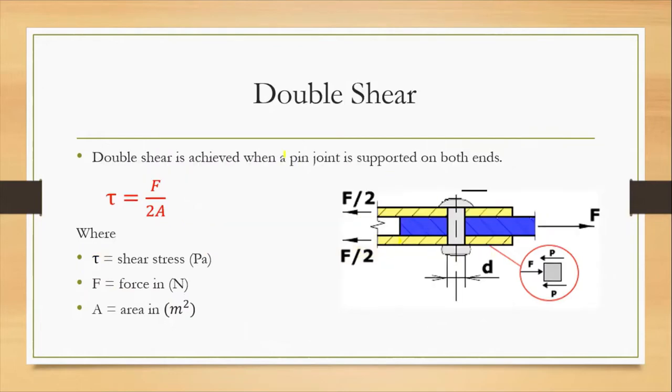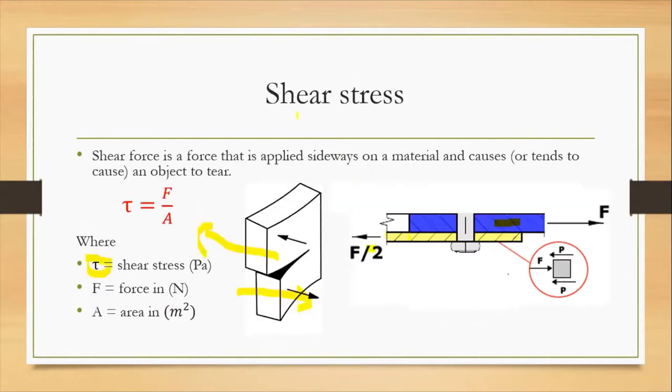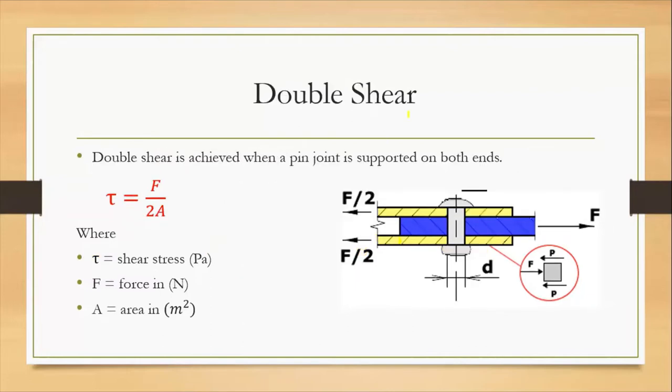Then we've got something also called a double shear. Double shear is achieved when a pin joint is supported on both ends. Remember, guys, on this normal shear, there's only one support for these two. But on a double shear, it is supported here as well as on top. Here and on top. That is now called double shear.